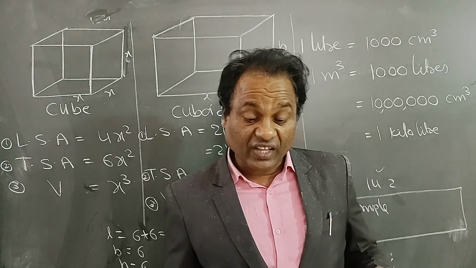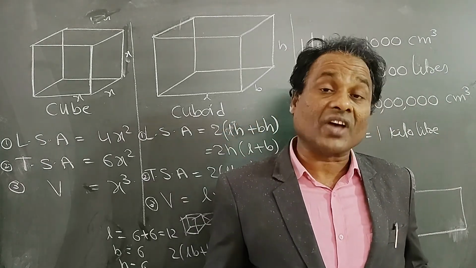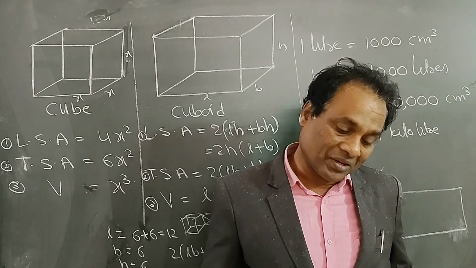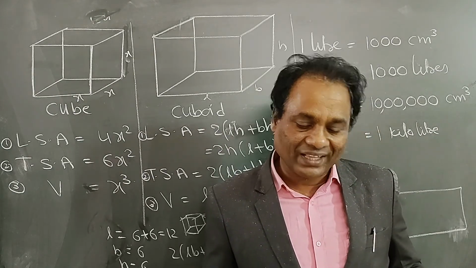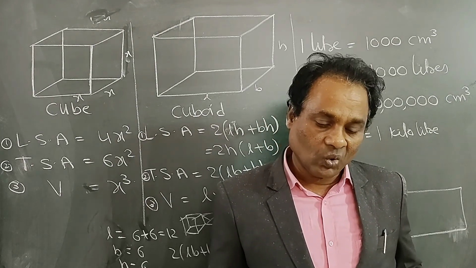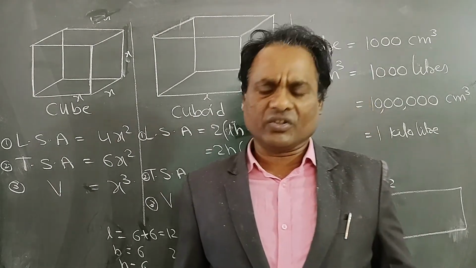Seventh also. See, the dimensions are changed. Breadth becomes half, height becomes double, length stays the same. So the volume is length into breadth into height, which is nothing but x cube, the same as the original cube.